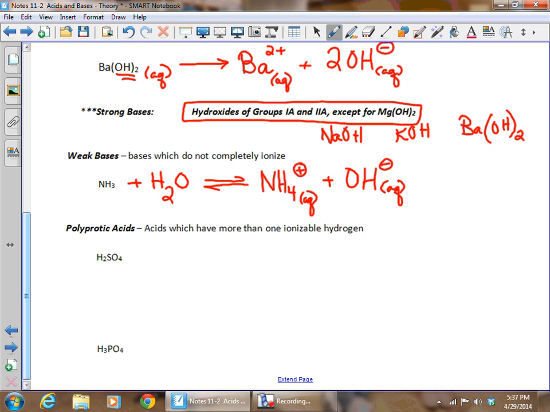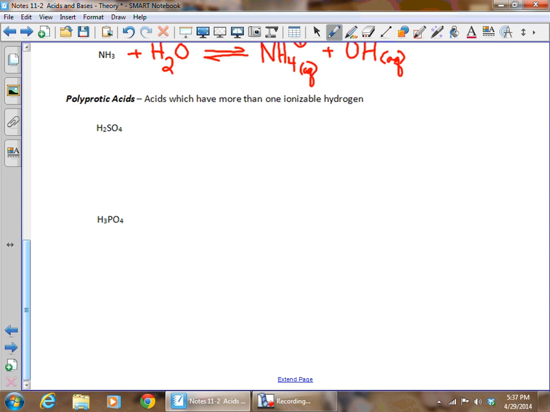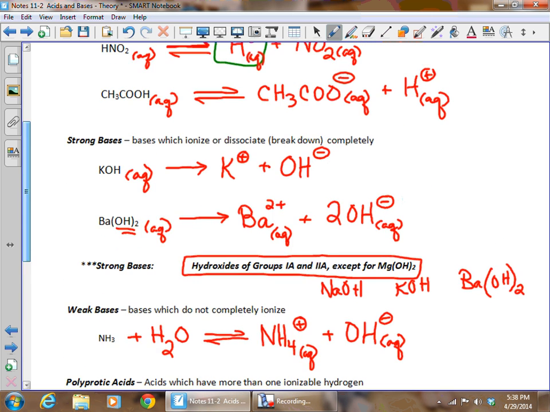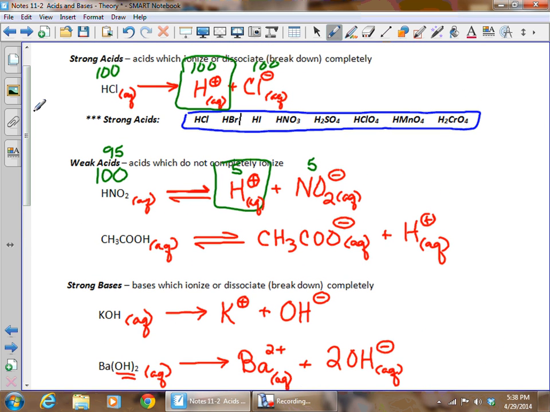Okay, the last thing I want to show you is what happens if you have a polyprotic acid, an acid that has more than one ionizable hydrogen. If you have a polyprotic acid, what you're going to show is one hydrogen coming off at a time. In the case of H2SO4, look back up at your list. It does show H2SO4 as one of our strong acids.